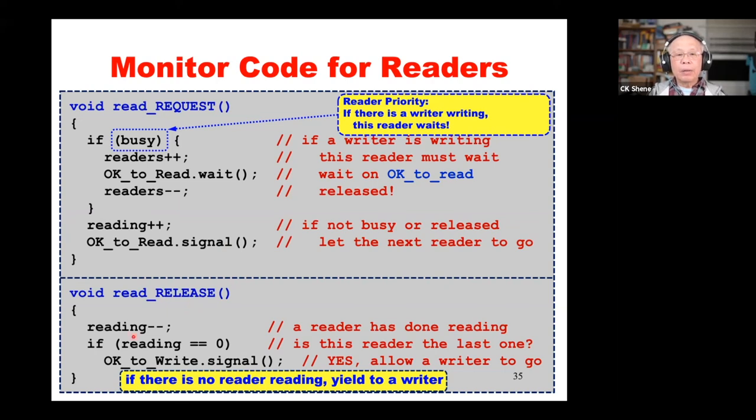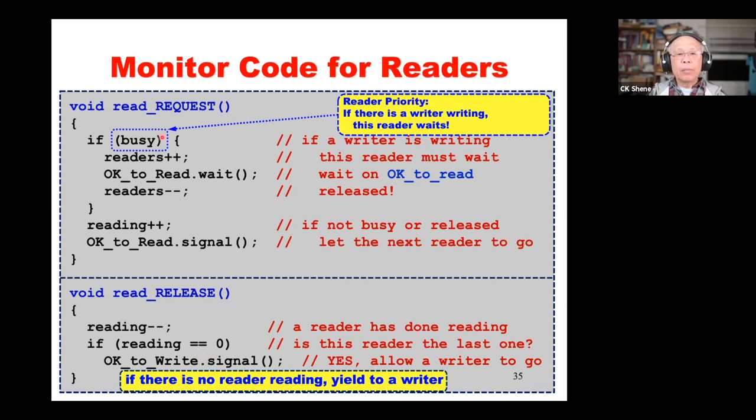Now, take a look at the read release version. After releasing it, we have one less reading reader. Now, if this is the last one, the last reader calls okay to write dot signal. That is, the last reader yields the monitor to a possible writer. We don't know whether there is a writer there, but we simply put it that way. If I am the last reader, let's do some nice thing, that is allowing a writer to write.